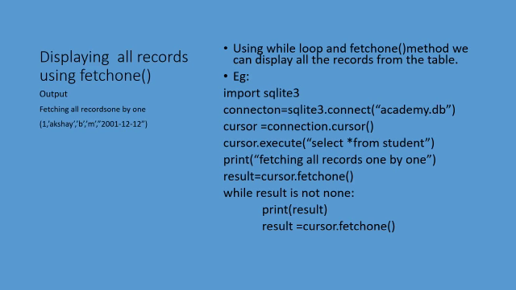Fetching all the records one by one. Fetchone will display only one record, but using fetchone also we can display more than one record through this. So here, fetching all records one by one, all the 3 rows that you have given will be printed. This is how to display all the records using fetchone. Next, displaying using fetchmany. What is fetchmany? Many number of records will be displayed using this function.